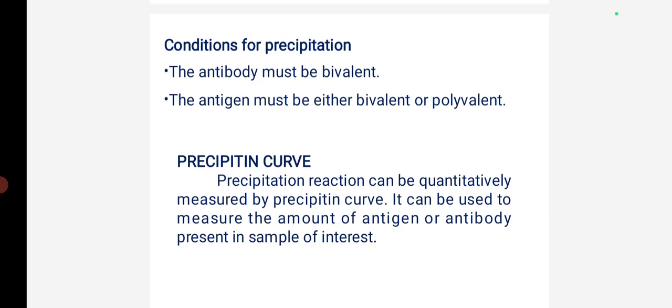Next, conditions for precipitation. Antibody must be bivalent. The antigen must be either bivalent or polyvalent. Next, precipitation curve. The precipitation reaction can be quantitatively measured by precipitation curve. It can be used to measure the amount of antigen or antibody present in the sample.